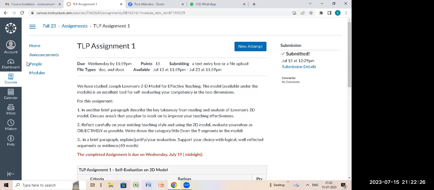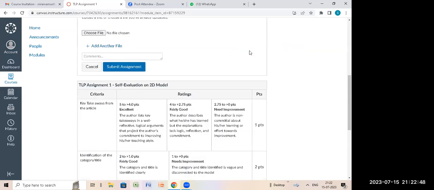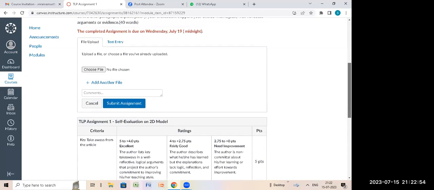Yes, go ahead, please. Madam, here is TLP assignment one. If we click the link, we'll get a page like this. Since I have already attempted, I'm getting a new attempt. Otherwise, you'll get a link like this: submit your assignment here. If I click on that, you'll be able to see here that you can choose a file to upload the document, or it will show you a text box to submit.